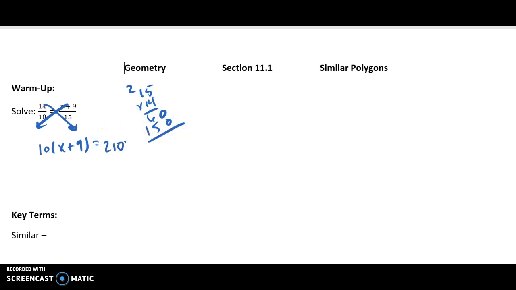And then, how you want to solve it from here is up to you. I would divide by 10. X plus 9 is 21. And so then X would equal 12. You could also simplify this fraction before you start. Or, there's a number of different ways that you can actually look at and solve a proportion. So we're going to need that knowledge as we move through this unit.